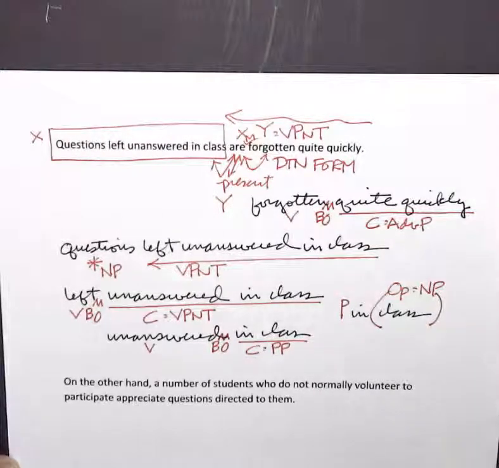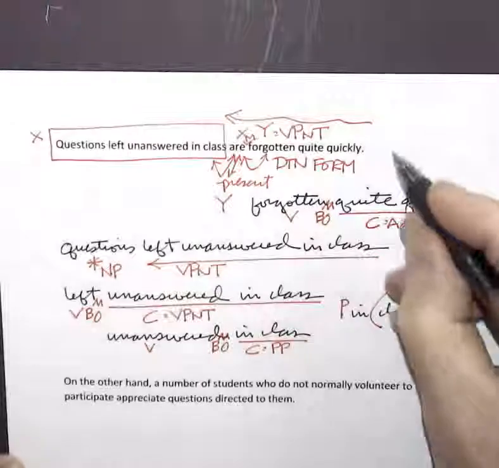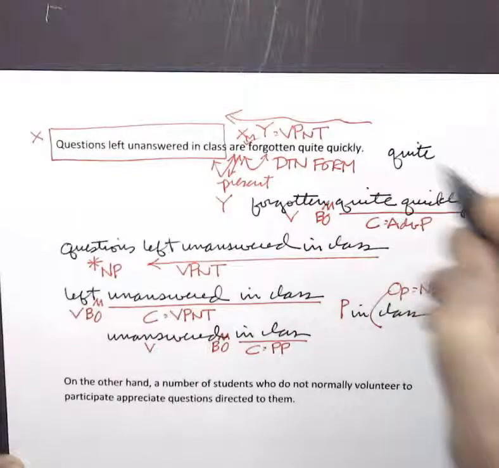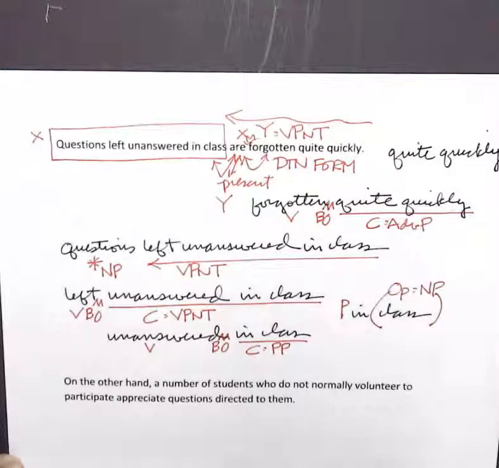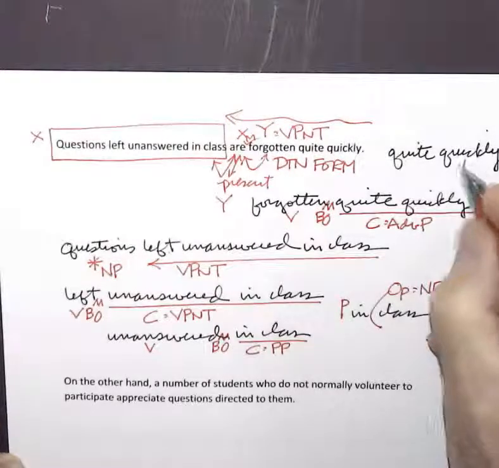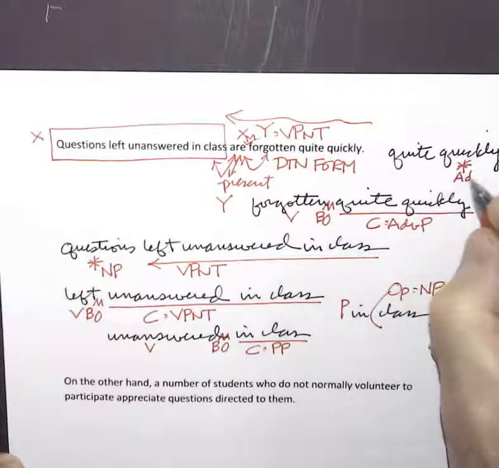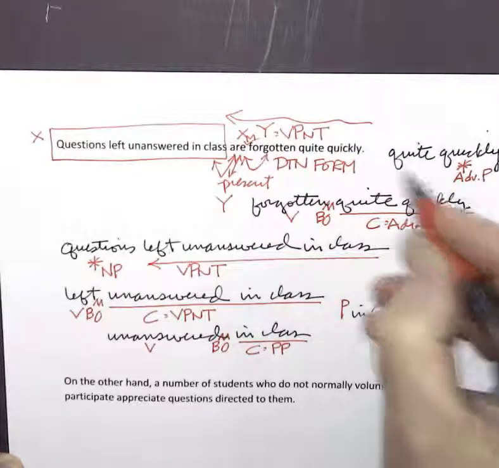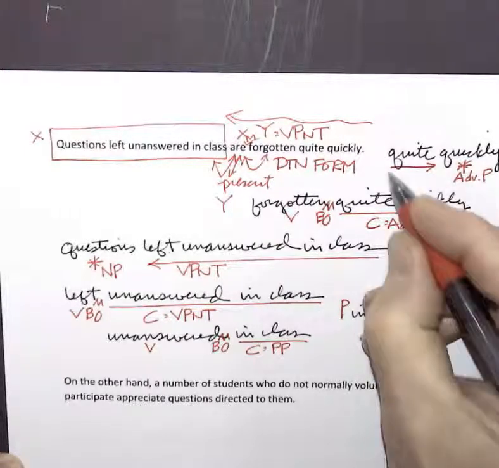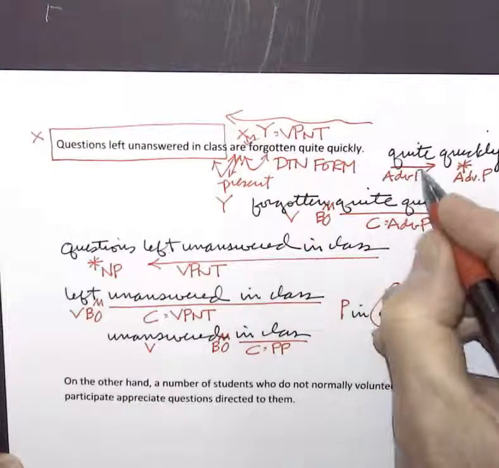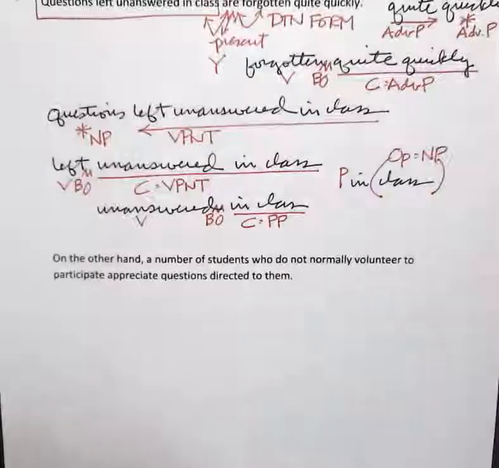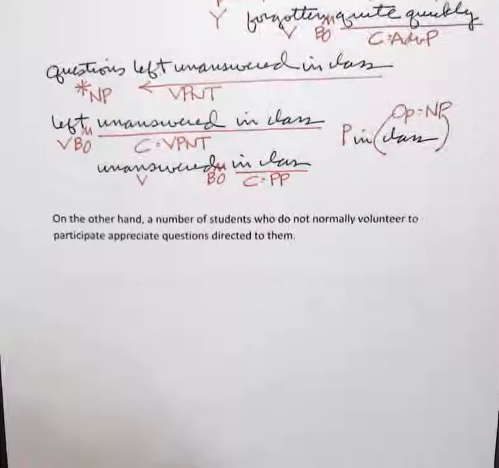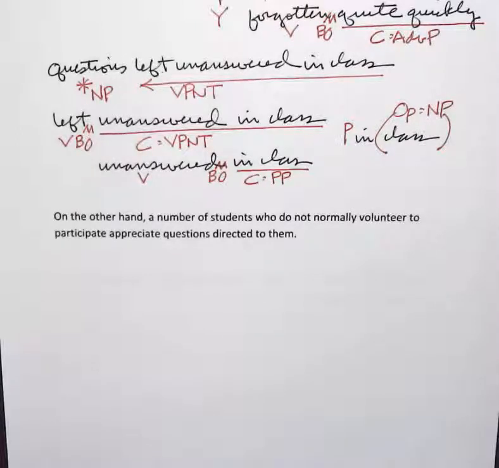I do see that we forgot something though. Quite quickly is an adjective phrase, but it's more than one word, so we should also analyze that. Quickly is the adverb phrase head, and quite is the modifier, also an adverb phrase. Okay, now we've analyzed every word. Okay, please stop the video, analyze the next sentence, and when you come back, we'll look at it together.